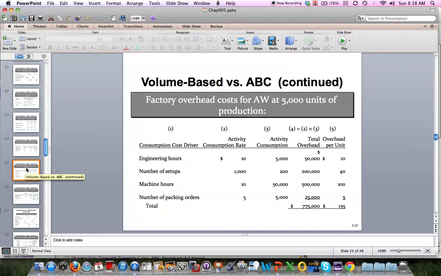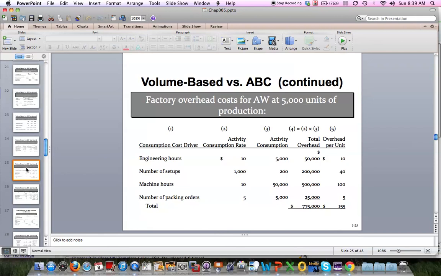Once we have that, it says factory overhead costs for AW at 5,000 units of production. So imagine that we've got all of our ABC data. We've got our 4 activities. We've got a rate per activity. We're measuring how much consumption of the activity happened to make 5,000 units. And then we multiply that. You can see we've got columns 1, 2, 3. And then column 4 is the multiplication of 2 and 3. And then column 5 is the overhead per unit of making 5,000 units.